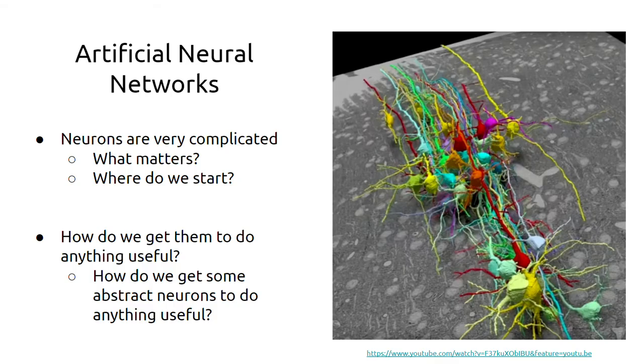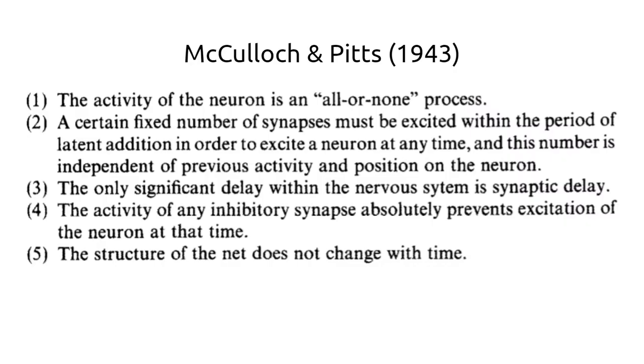All right, so we want to make some sort of artificial neural network. We want to have something that looks like neurons do something. And neurons are ridiculously complicated. What matters? Where are we going to start? What's the simplest approximation of a neuron that we can start with? And once we've got those simplest approximations of neurons, how are we going to get them to do anything useful?